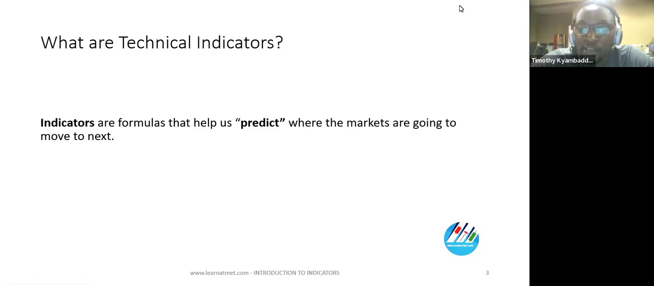That is what we're trying to ascertain every time we're trying to place trades, or before we place any trades. We'd like to predict where the markets are going to move to next, and then we'd like to move in the same direction as the markets. So indicators are basically just formulas that help us to predict where the markets are going to move to next.